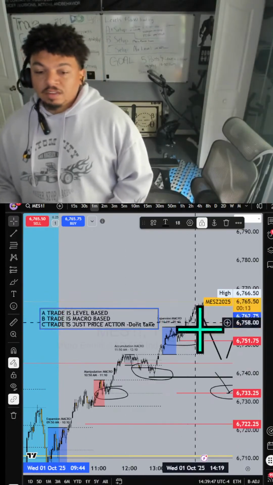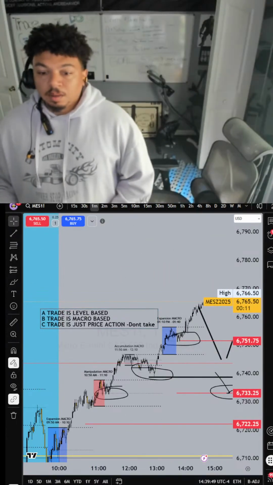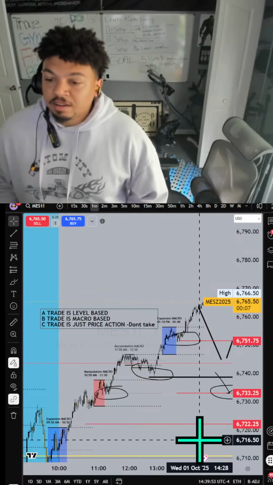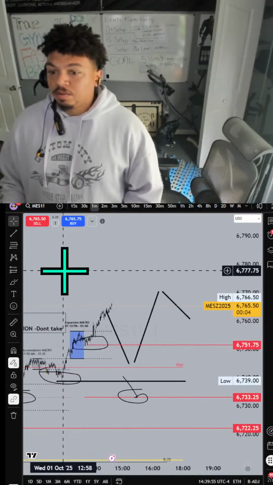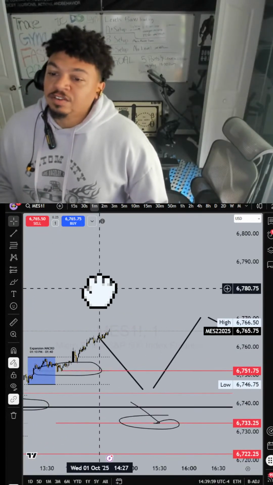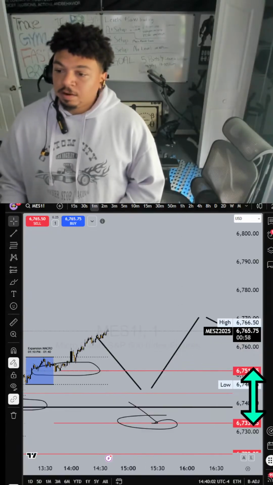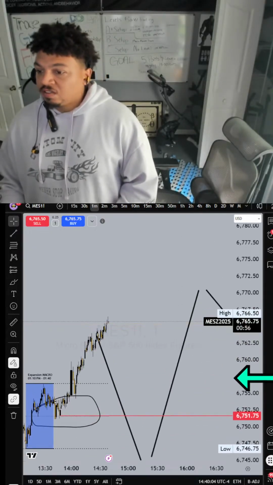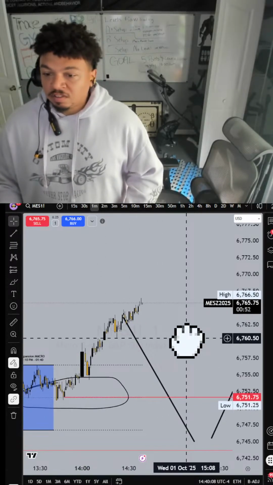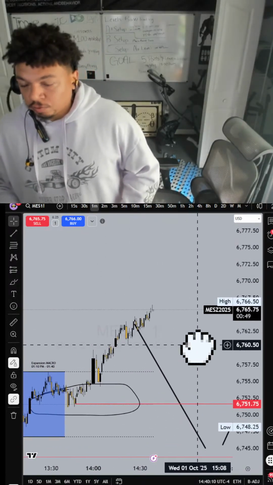Okay. So an A trade is level based. A B trade is macro based. A C trade is price action based. Don't take those. ICT can take those because he says he's just trading price action, but he has levels in mind at all times. So the novice trader needs to learn how to put levels first and then use price action in regards to the levels to actually take a profitable trade.